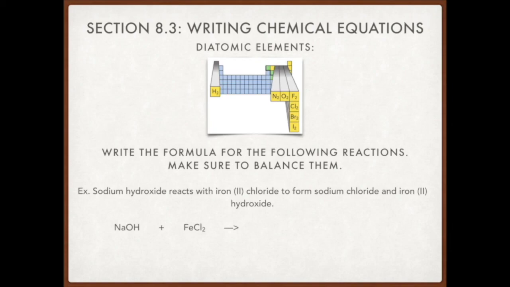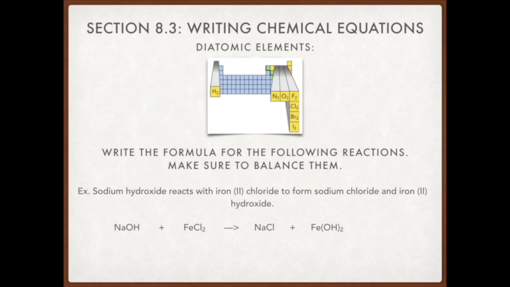Well, sodium chloride is an ionic compound, so again, I've got to cross my charges. Sodium has a +1 charge, chlorine has a -1 charge, that produces NaCl. And, well, iron has a 2+ charge, hydroxide is -1, so when I cross my charges, again, because it's an ionic compound, I get Fe(OH)2. The last thing I need to do is balance.